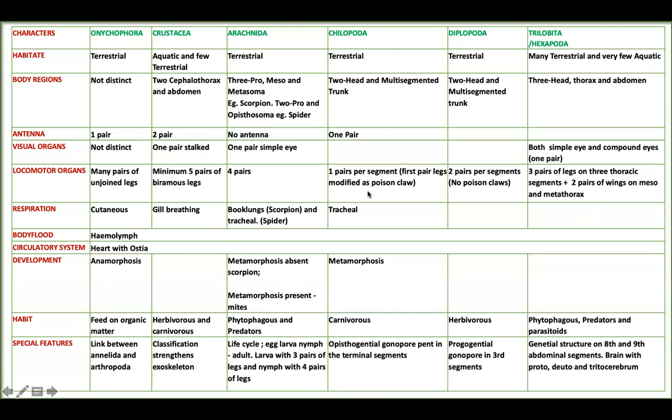So this is all about the different classes of phylum Arthropoda, the important classes of phylum Arthropoda and their characteristics.